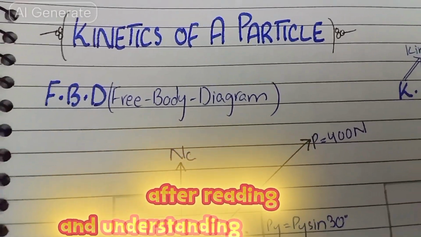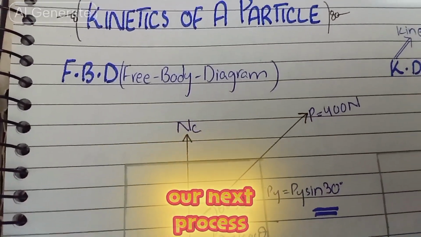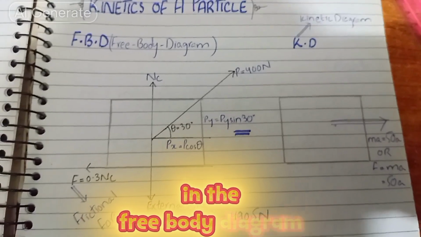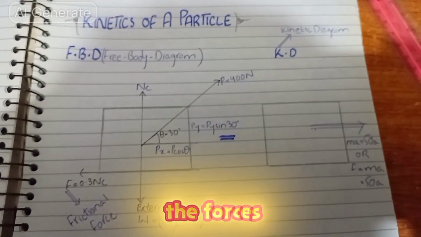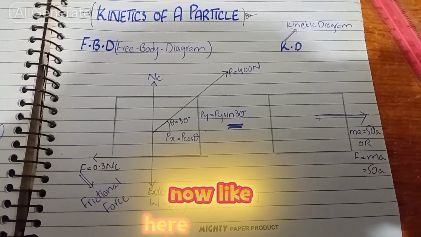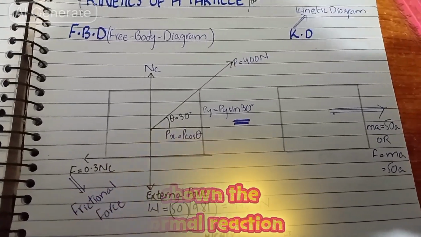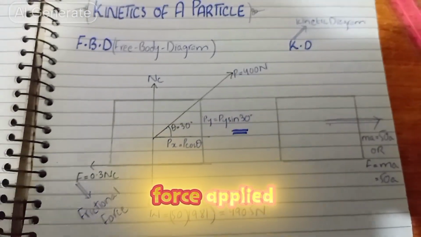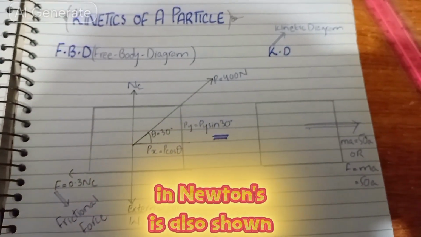After reading and understanding the question, our next process will be the construction of the free body diagram. In the free body diagram, you have to show all the forces and all the reactions on external forces. Now, like here, we have shown the normal reaction. Along with it, the weight is shown. Along with the weight, the force applied on the object in newtons is also shown.